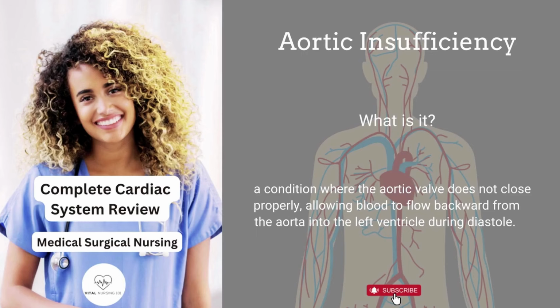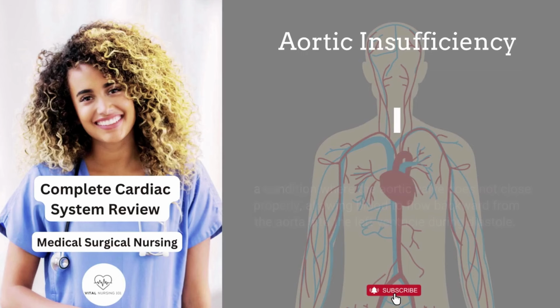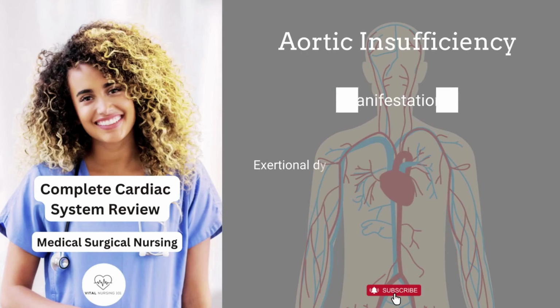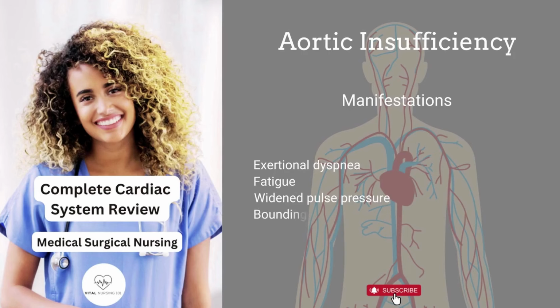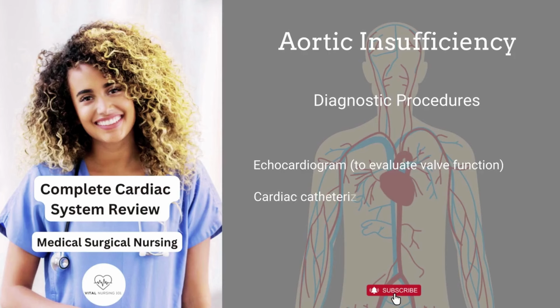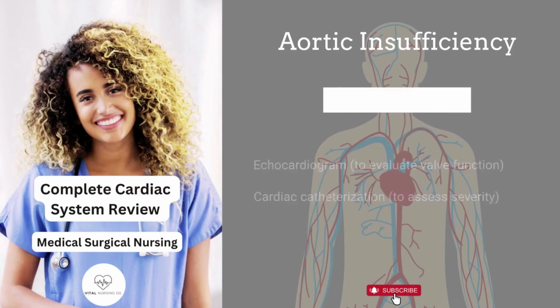from the aorta into the left ventricle during diastole. Contributing factors are the following: rheumatic heart disease, endocarditis, aortic dissection, and hypertension. Manifestations are the following: exertional dyspnea, fatigue, widened pulse pressure, and bounding peripheral pulses. Diagnostic procedures are the following: echocardiogram to evaluate valve function and cardiac catheterization to assess severity.